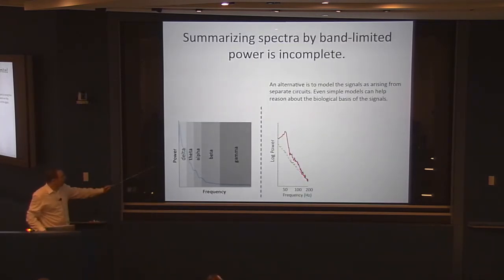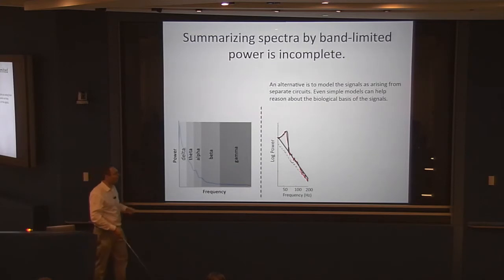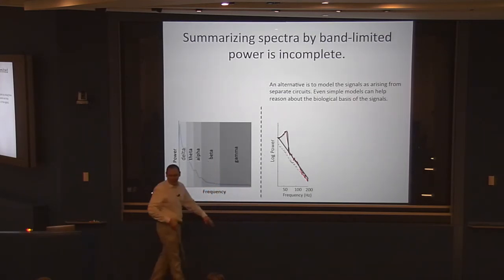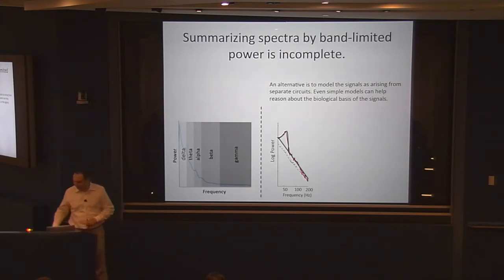So in contrast to, this is kind of my straw man, but I see this all the time in reviewing papers, in contrast to the concept of summarizing a response by the sum of the band-limited power, you might try to come up with a model. This is one we came up with. It's extremely simple. It's a line plus a bump. Okay? A straight line in log-log space plus a Gaussian bump. But still, it lets us separate the response into two components within the same band. And it actually changes the way we interpret the data.